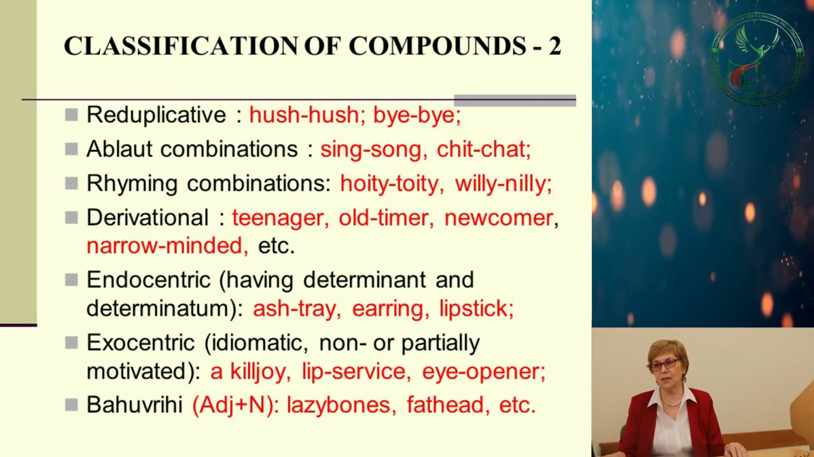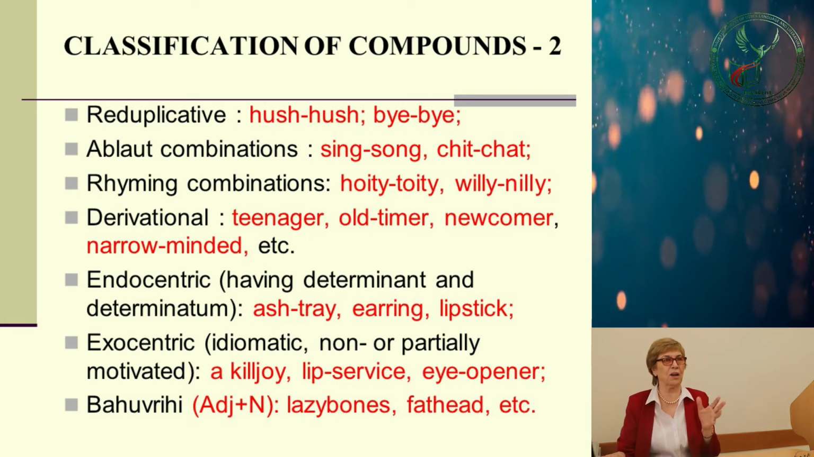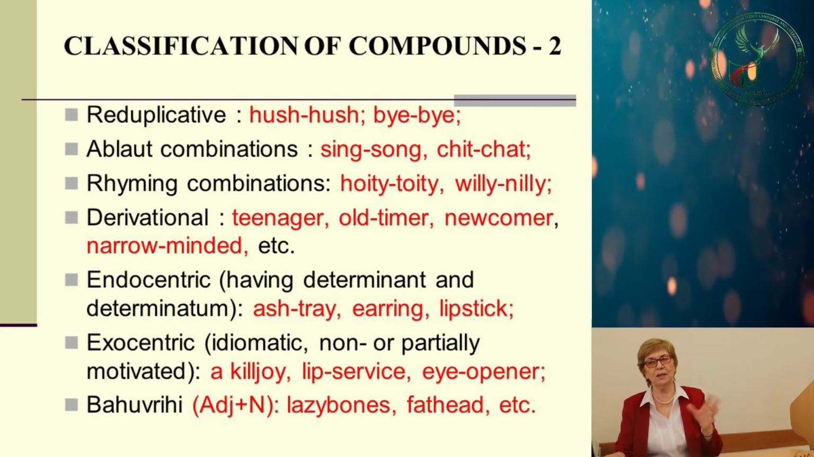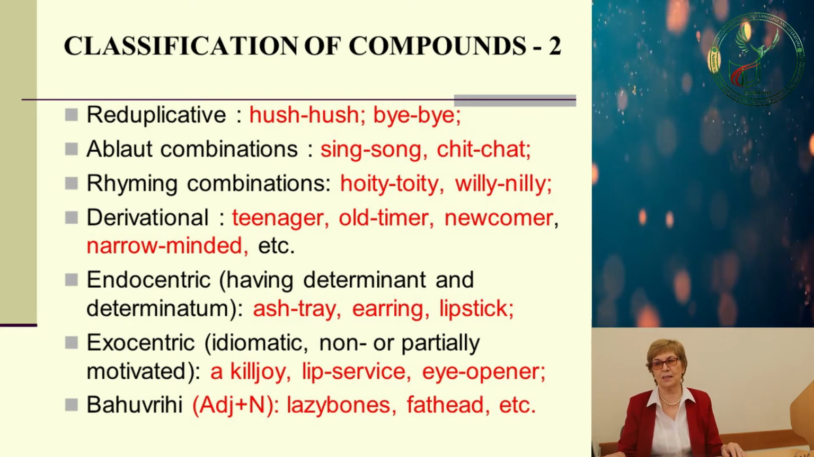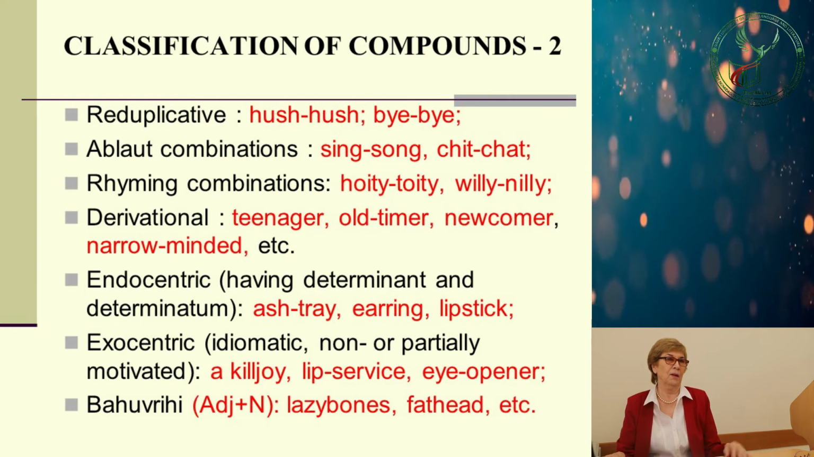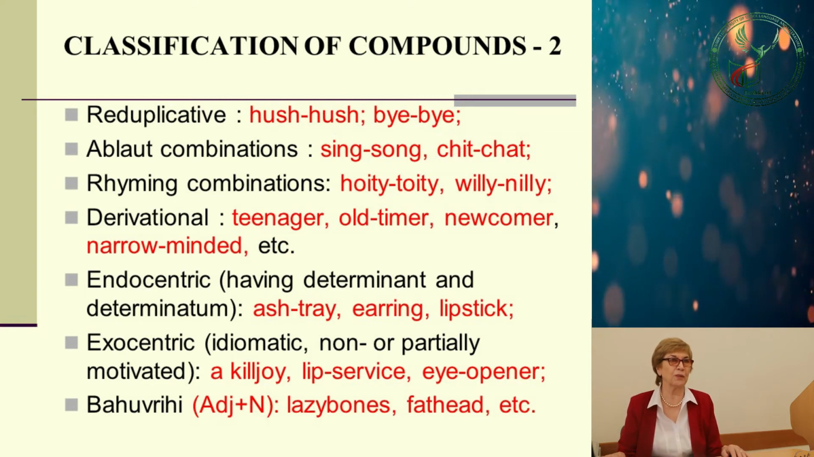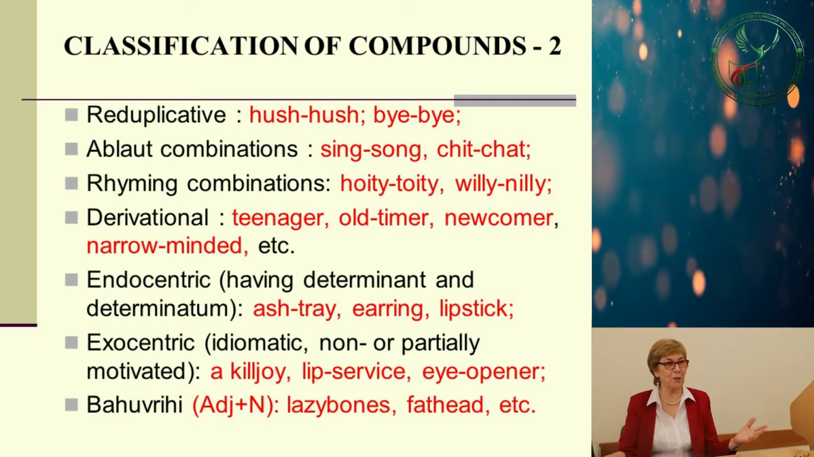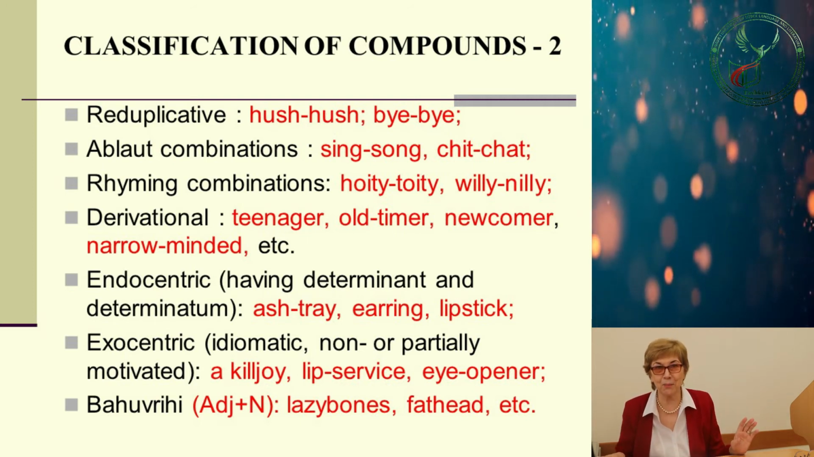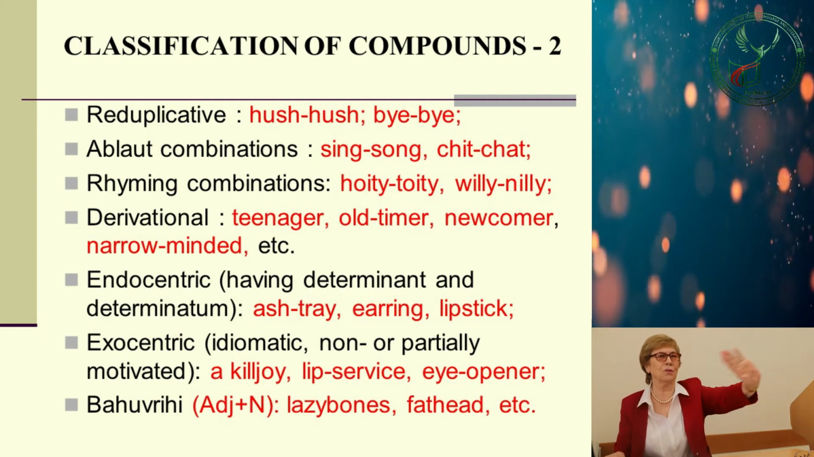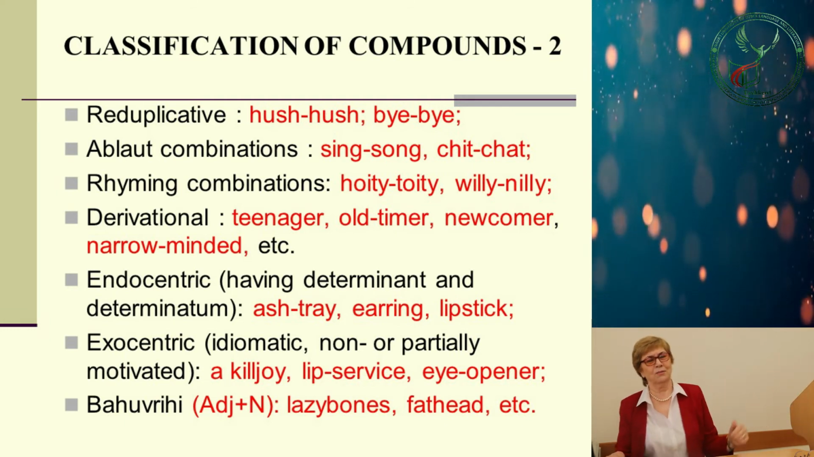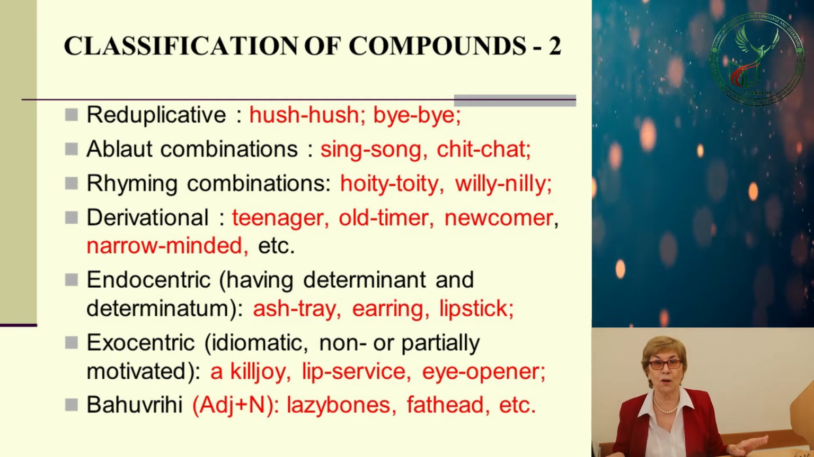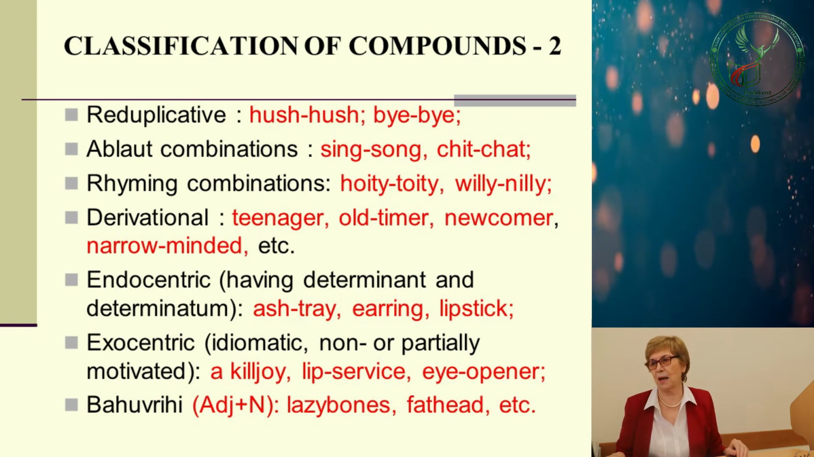And endocentric, that is ashtray, both for ash and for tray, you know. And exocentric or idiomatic, that is non-motivated. What is a killjoy? What is a killjoy? It's not a joy and has nothing to do with killing. A killjoy is a person who kills joy in the company. You know, this troublemaker in the company. But, oh, don't be a killjoy. Shut up, we can say to some friend who says, oh no, you are boring, you are not doing the right thing. Don't be a killjoy. Okay, it means don't spoil the company.